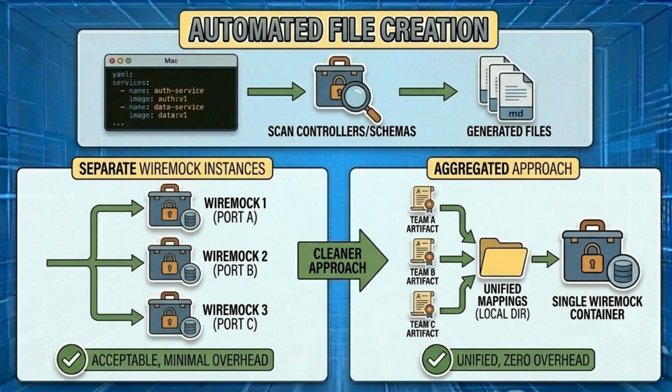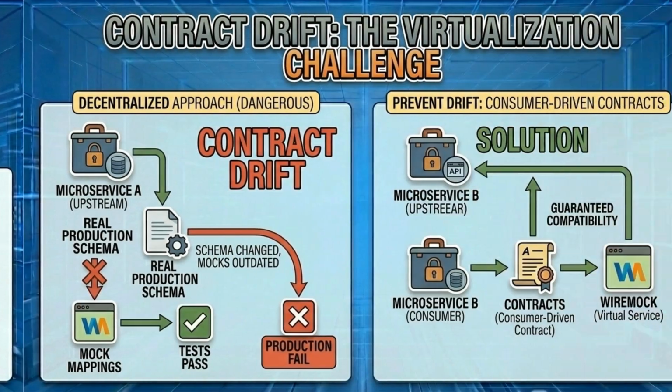However, there is a cleaner, more aggregated approach. Each upstream team can publish their versioned mock mappings as a simple, lightweight data artifact to a shared repository like Nexus, Artifactory, or an S3 bucket. During your PR pipeline initialization, your setup script pulls these three separate packages, combines them into a single local directory, and mounts that folder into one single base WireMock container instance. One server, unified multi-protocol mappings, zero architectural overhead.